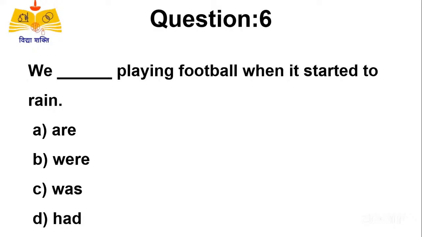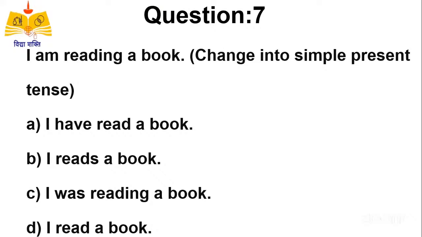We dash playing football when it started to rain. A: are, B: were, C: was, D: had. Next. I am reading a book. Change into simple present tense. A: I have read a book. B: I reads a book. C: I was reading a book. D: I read a book.